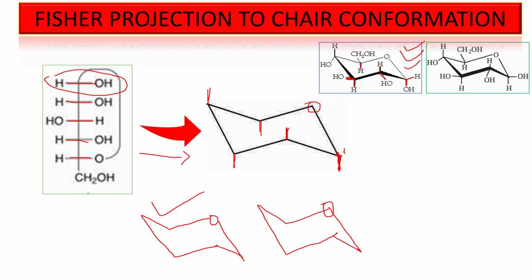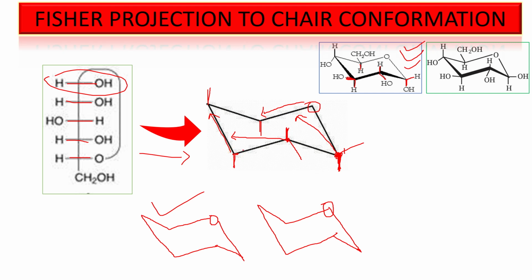For the equatorial position, suppose this is carbon 1. The opposite straight line of this carbon 1 is this, so we have to draw a parallel line opposite to this straight line. This straight line goes in this way, so we draw the parallel line like this. For carbon 2, the opposite straight line is this one, it goes this way, so we draw parallelly in the opposite direction.